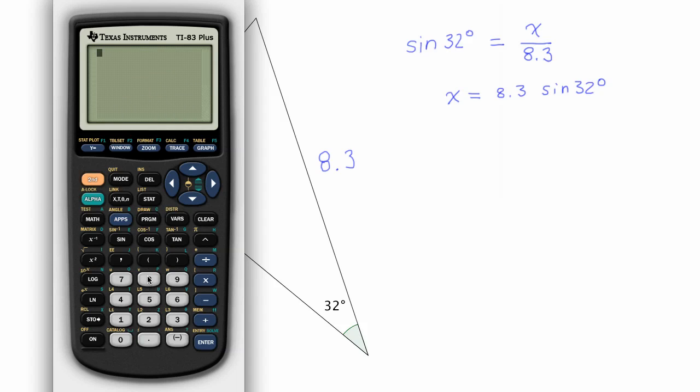So let's evaluate this. 8.3 times the sine, and the sine button is right here above the comma, of 32. And you can close the parentheses if you like, and press enter. And we end up with this result, 4.3983, and so on. And we'll probably only keep the first two decimal points in this side. So we find that x is equal to 4.4.